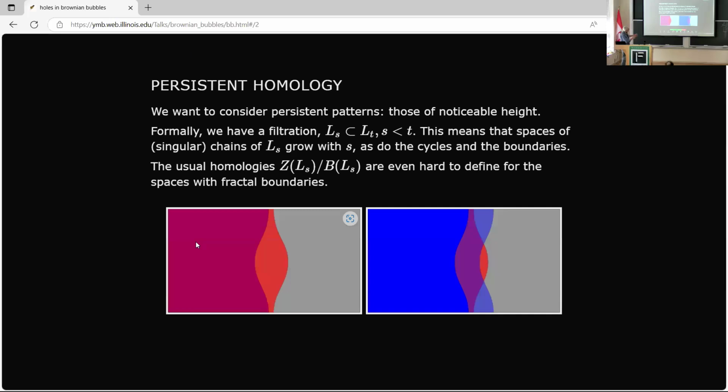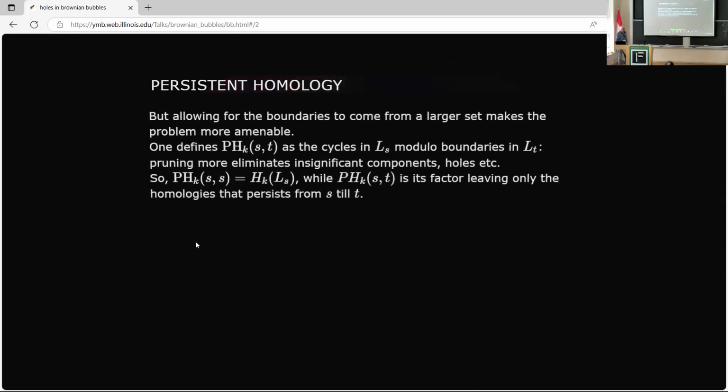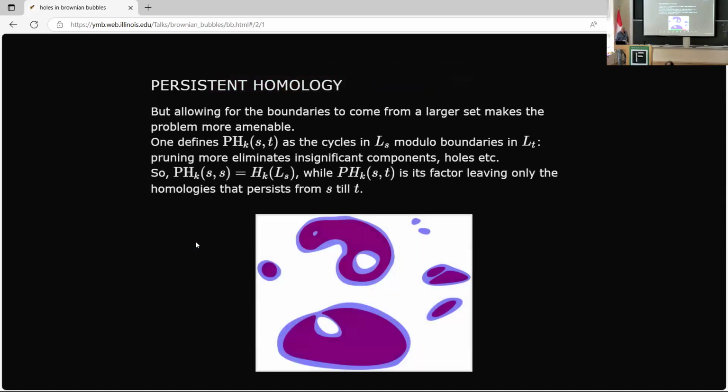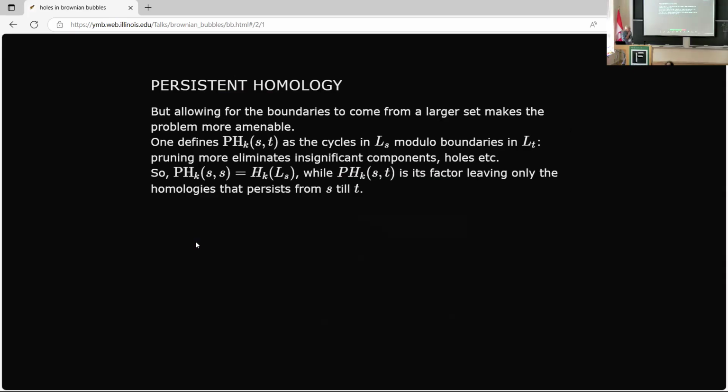So this is my artist's rendering of this picture. This is your cycles, and this is your boundaries. You factor one by the other, and you have a lot of jitter, a lot of these tail ends. So persistent homology tells you a different story. It tells you, okay, as in the previous picture, I'm sorry.